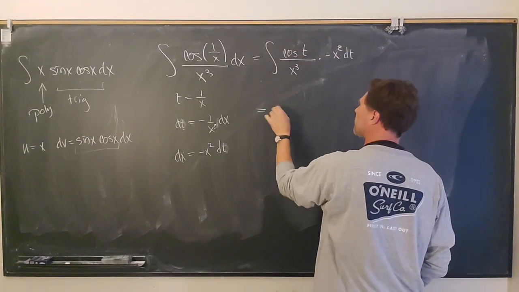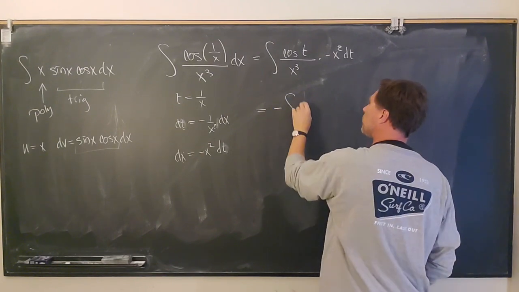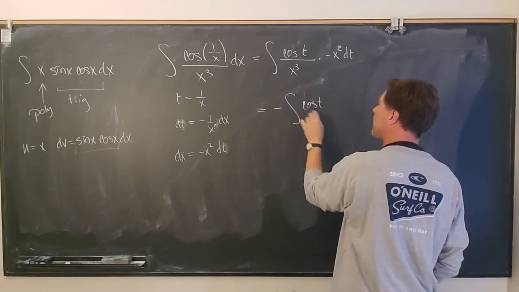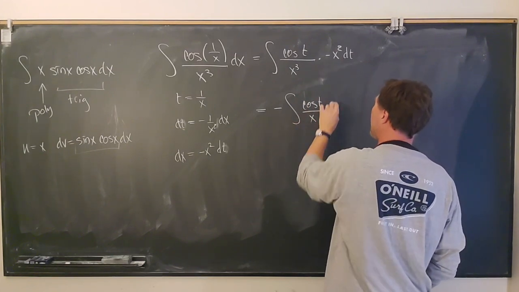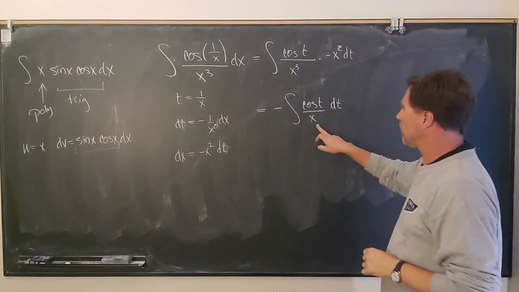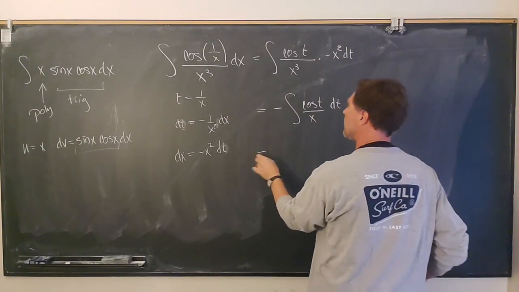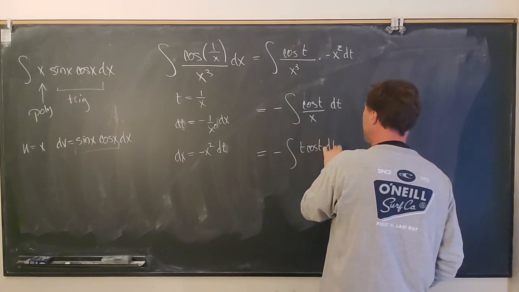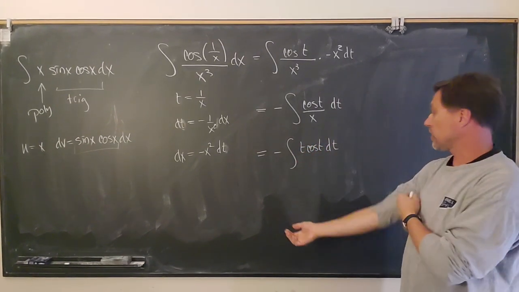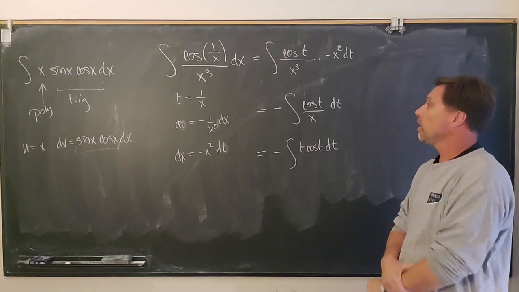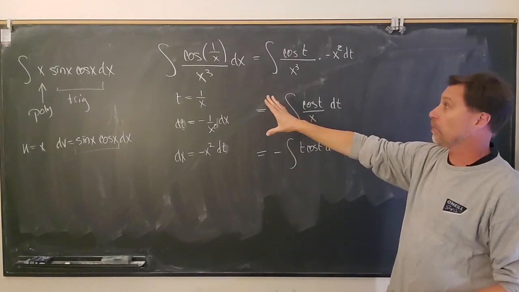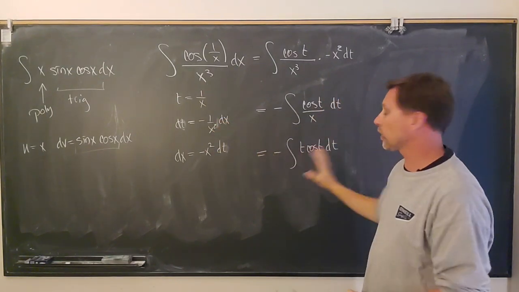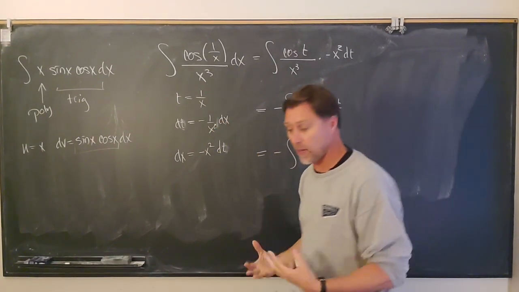That's equal to, well, there's a minus sign, so let's pull that outside. Cosine t. And then the x squared and the x cubed cancel and leave me an x dt. So notice I have a 1 over x. This becomes negative integral t cosine t dt. Now we're set up to do integration by parts. So here's another example. In this case, we do a substitution, and it leads us to an integration by parts problem. That's a typical kind of problem that you're going to see.